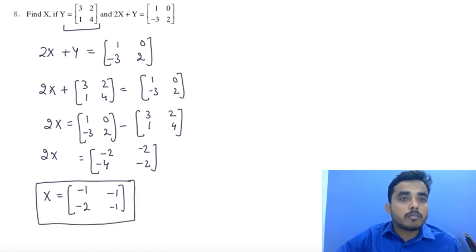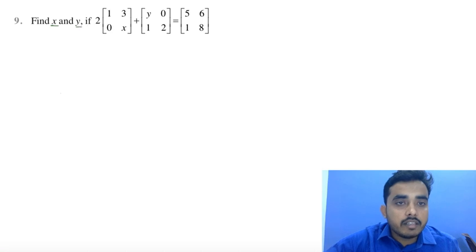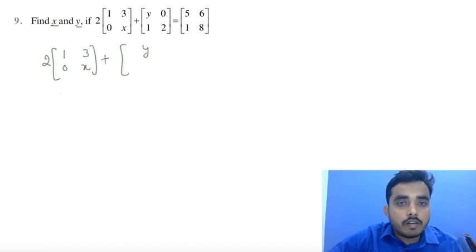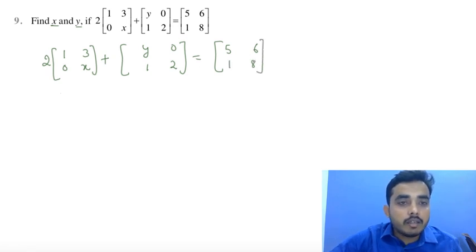Now let's see question number 9. So student, here is question number 9 on our screen, in which we need to find out the value of x and y. So what is given: 2 times 1, 3, 0 x plus y, 0, 1, 2 equals 5, 6, 1, 8. So what we need to do is first multiply 2 to all the elements. All elements get multiplied by 2. So this becomes 2, 6, 0 twice of x.